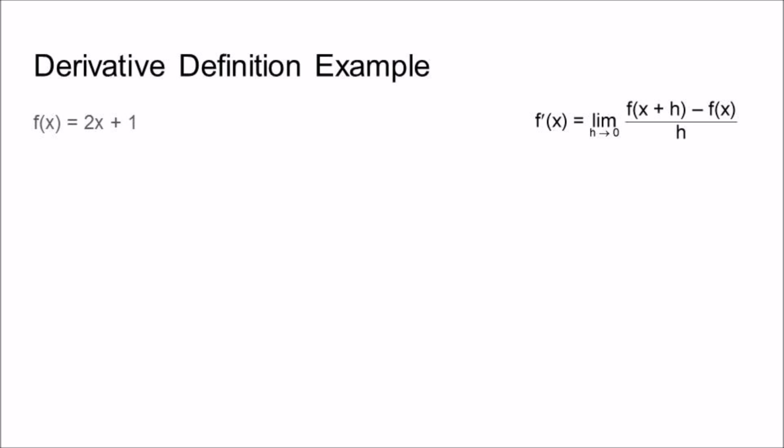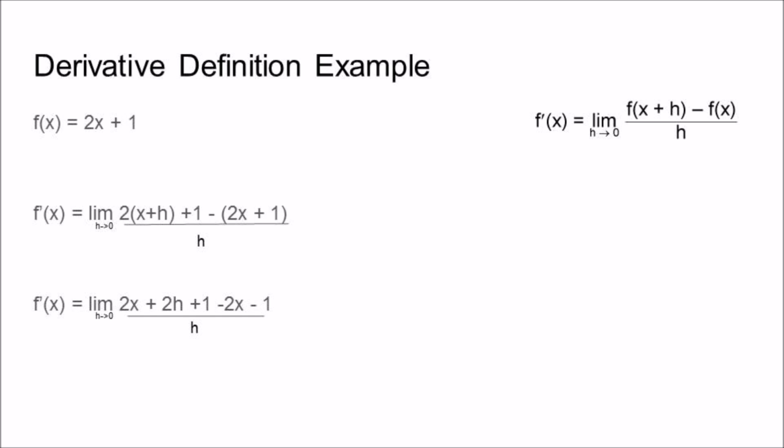Let's find the derivative of the function f of x is equal to 2x plus 1. The first step in using the derivative definition is to replace all the x's with x plus h for f of x plus h. Then subtract the original function. Remember that the negative is distributed throughout the function. Then divide the whole thing by h as shown.